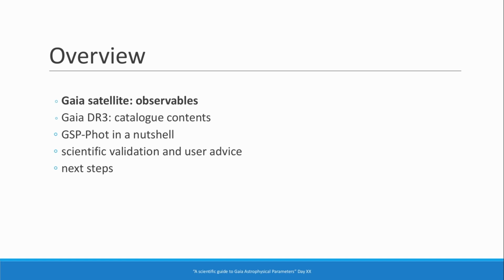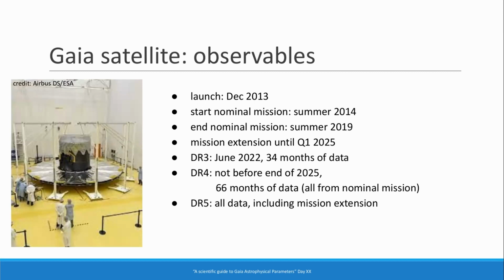Then I will very quickly go with you a little bit through the catalog contents of DR3, and then just coming from the big picture, how does the satellite work, what's in the data in the data archive. We will then focus on GSPPhot in particular. Okay, so without further ado, let's get started on the basic facts of the Gaia satellite.